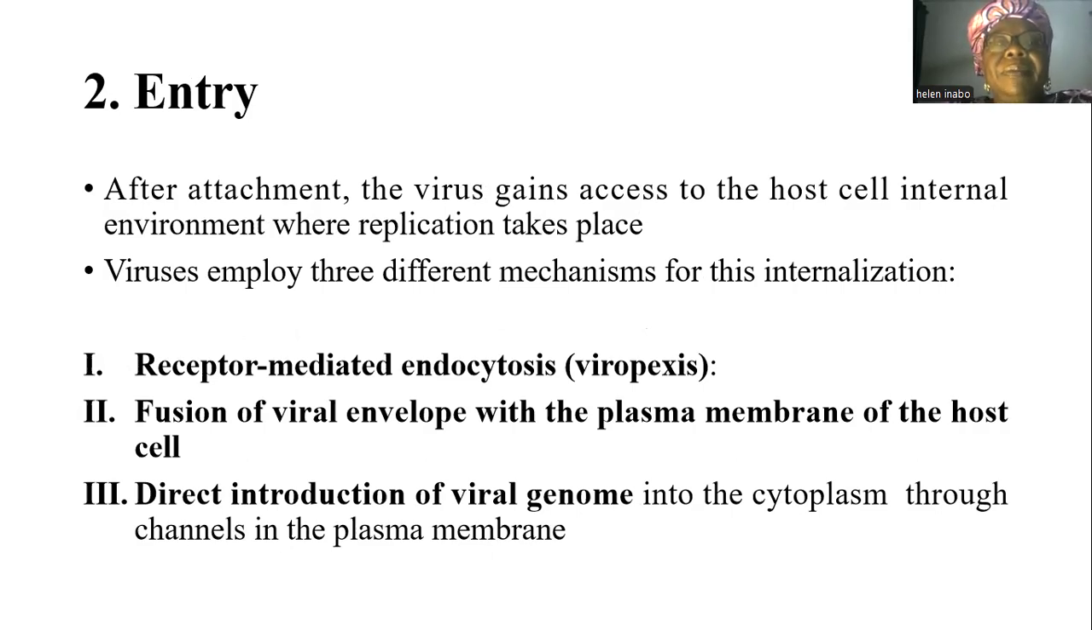The second step of the replicative cycle of the RNA virus is entry. After attachment, the virus gains access to the host cell environment where replication takes place. And viruses are known to employ three different mechanisms for this internalization. One, it could be fusion of the viral envelope with the plasma membrane of the host cell. Two, receptor-mediated endocytosis or viropexis. Thirdly, direct introduction of the viral genome into the cytoplasm through channels in the plasma membrane.